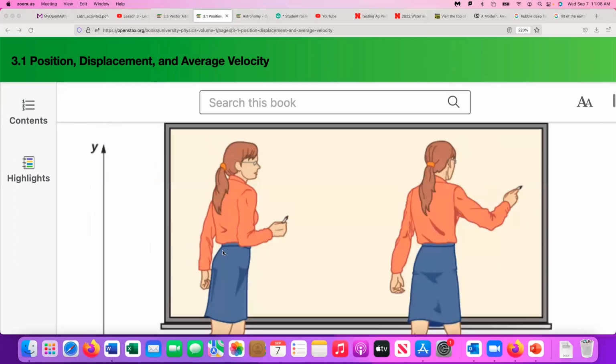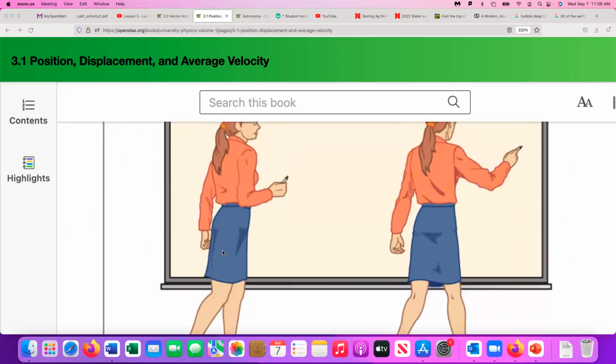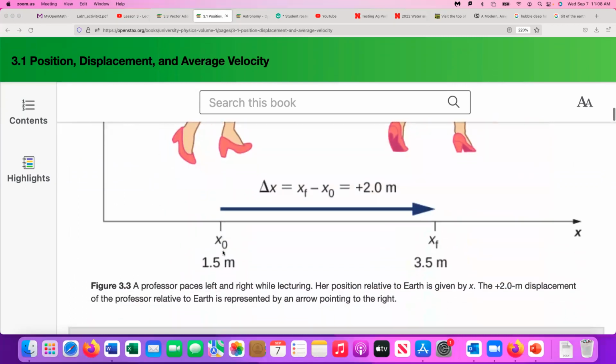So here's a teacher in front of some kind of whiteboard. And she's going to go through a displacement where she starts at x naught at 1.5 meters. That's her initial position. Her final position is 3.5 meters. And her displacement vector, which goes from her initial position to her final position, is going to be 2 meters of displacement. And the definition for that mathematically is you take the final position and you subtract the initial position. So we take the 3.5, subtract the 1.5, and we get 2.